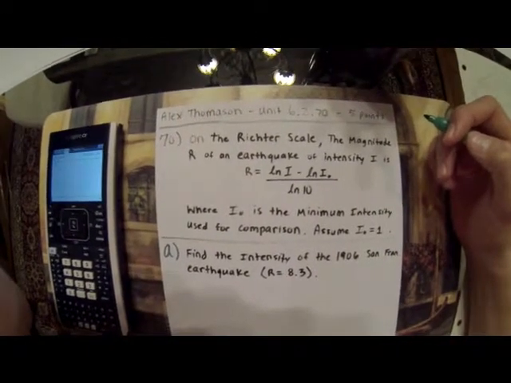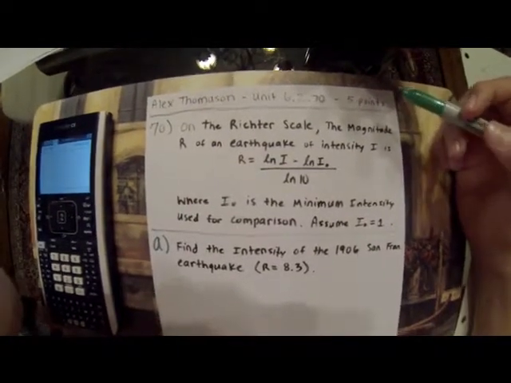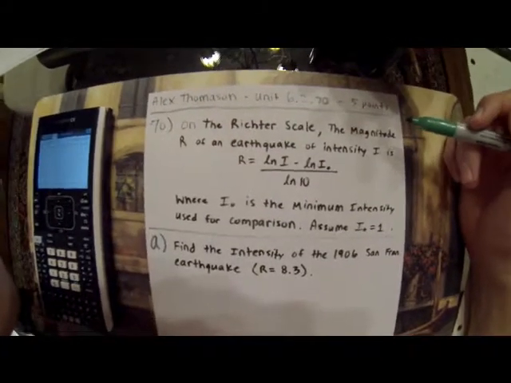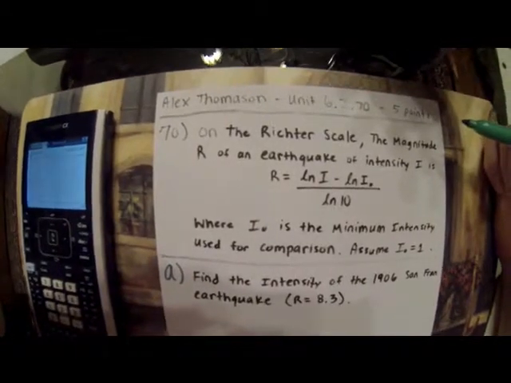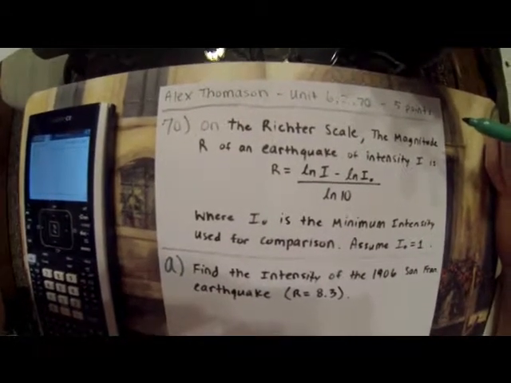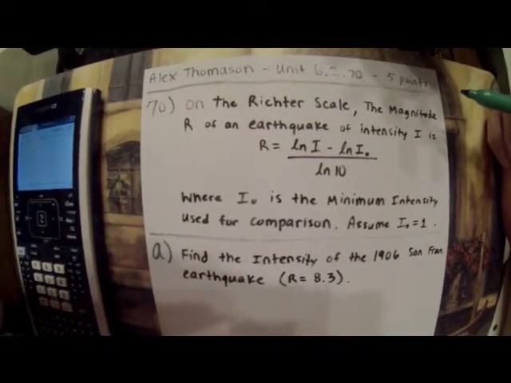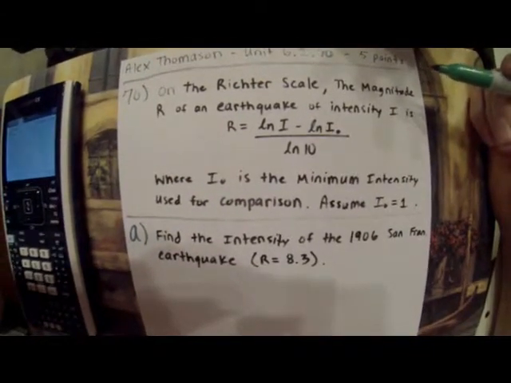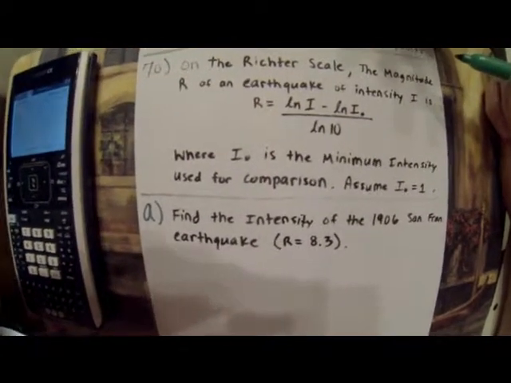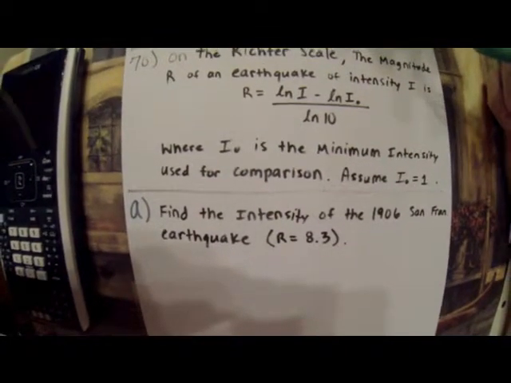I am doing extra credit from Unit 6.2, problem number 770, and it is worth 5 points. The question asks: on the Richter scale, the magnitude R of an earthquake of intensity I is R equals ln of I minus ln of I naught, all over ln of 10, where I naught is the minimum intensity used for comparison. Assume that I naught equals 1.